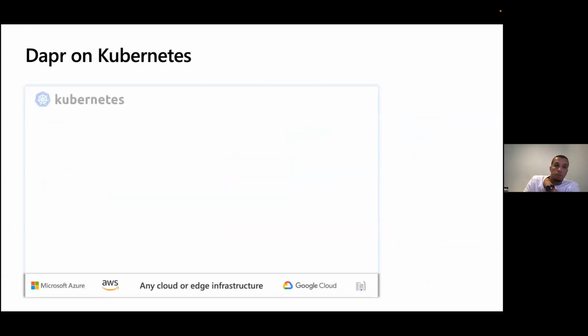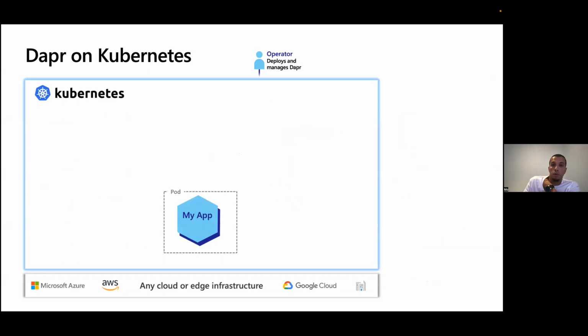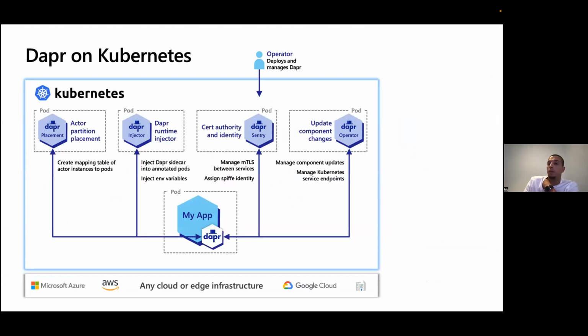When it comes to Kubernetes, more or less it's exactly the same. The operator will initialize Dapr there. We're going to get similar components without the state store. So we're going to get the actors. We're going to get the Dapr runtime injector. This is the pod or the deployment that's going to go there, assuming my app had the annotation that Dapr is enabled, right?